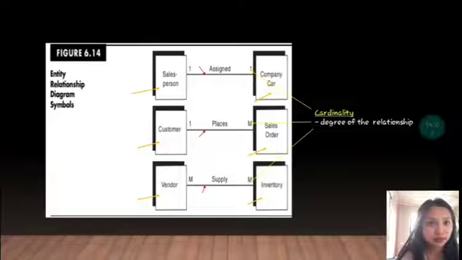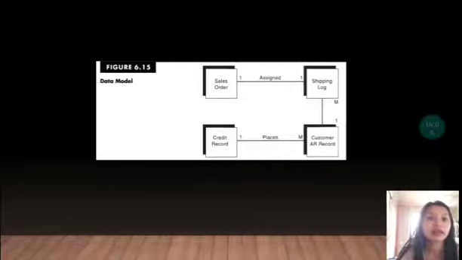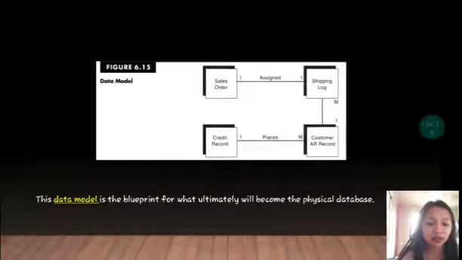So next would be figure 6.16. So you can see that this is a data model. System designers identify entities, and they prepare a model for those entities. So as you can see, the data model is the blueprint for what ultimately will become the physical database. The entities here are sales order, shipping log, credit record, and customer AR record.